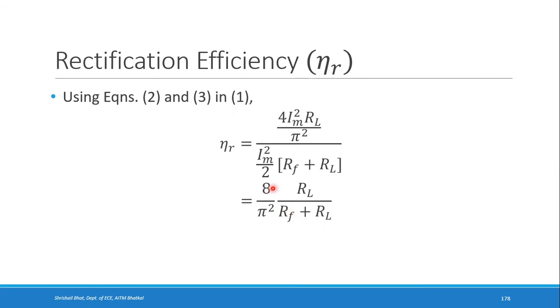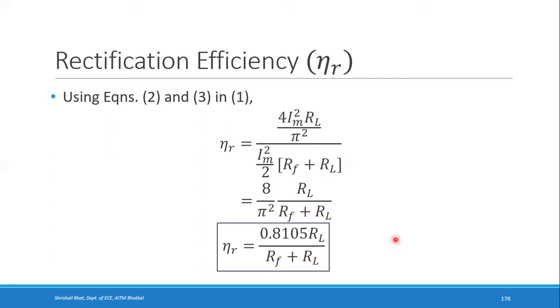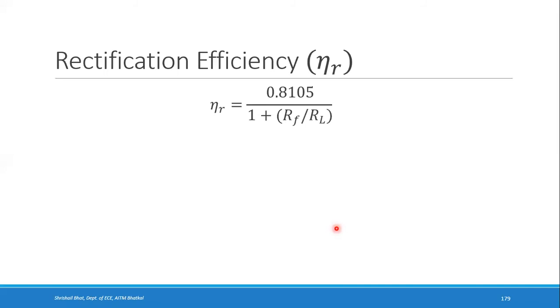Now what is this 8 divided by pi square? If you find 8 divided by pi square, it will give you 0.8105. Right? 0.8105 into RL divided by RF plus RL. So if I divide the numerator and denominator by RL, I can write this in the form of 1 divided by 1 plus RF by RL, right? So that will become 0.8105 divided by 1 plus RF by RL.